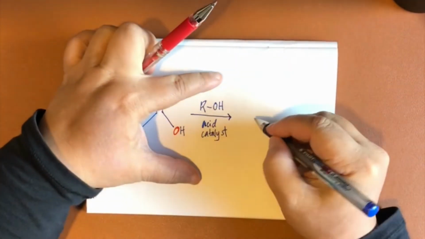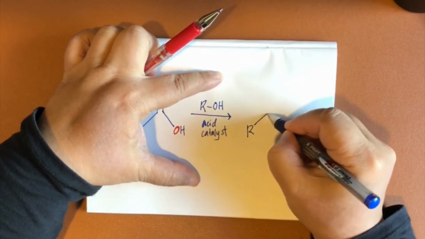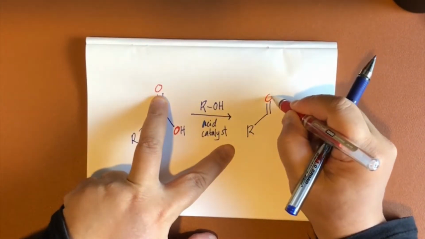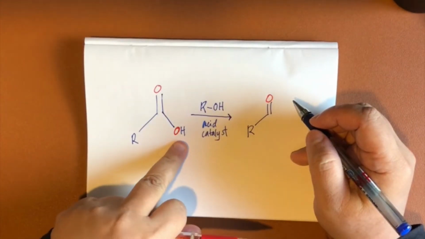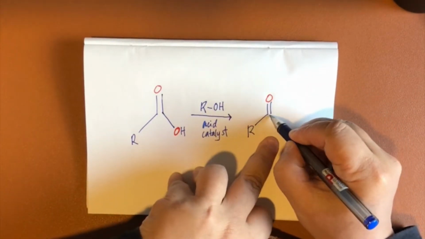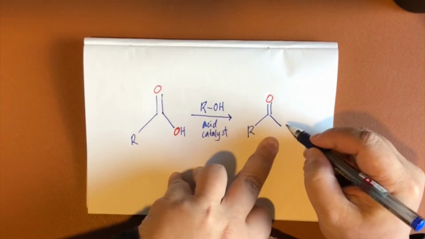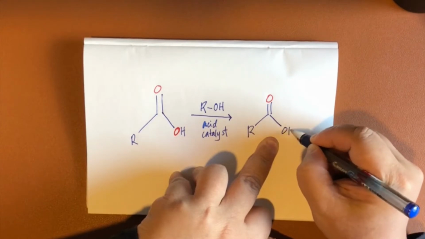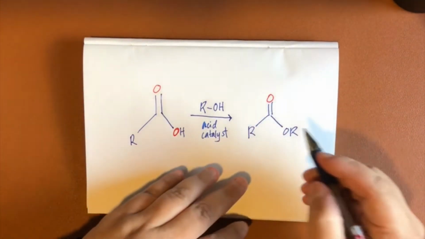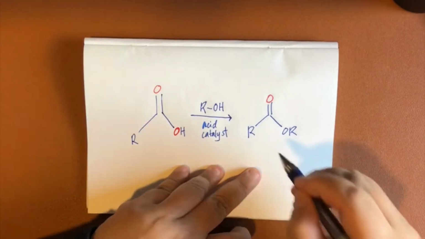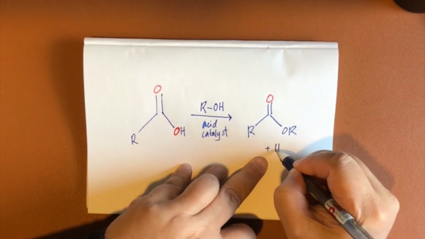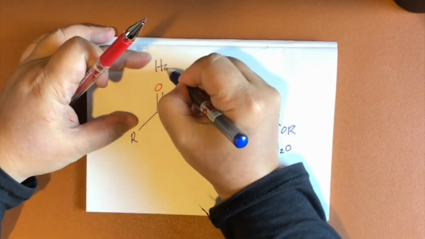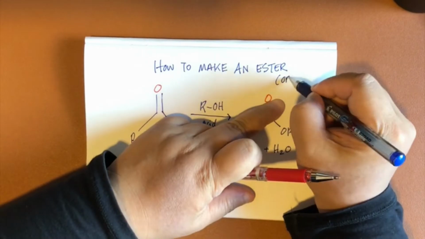What you get is, again, R, and that maintains that oxygen, and now that oxygen is swapped or replaced with the oxygen from the alcohol. All right, and also don't forget, we have water as our leaving group. So that's how to make an ester.